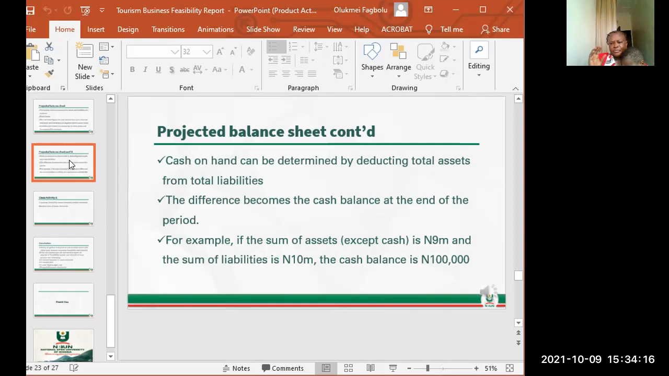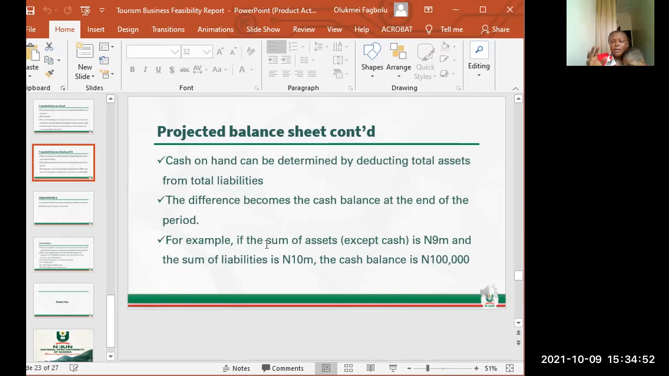We'll now deduct it from our capital and current liabilities. So the outcome is supposed to be what? Cash balance. For instance, if our asset side, except cash, is 9 million naira, and let's say the sum of liabilities is 10 million naira, therefore 10 million naira minus 9 million naira will give us what? 100,000 naira. I come again.